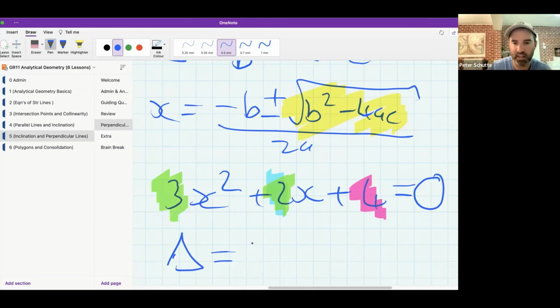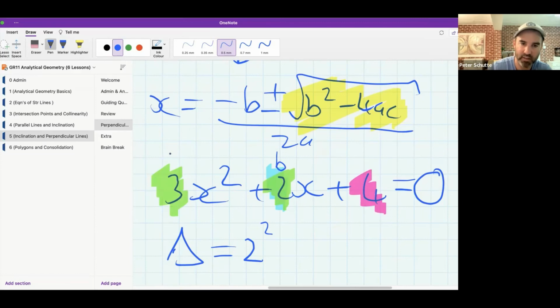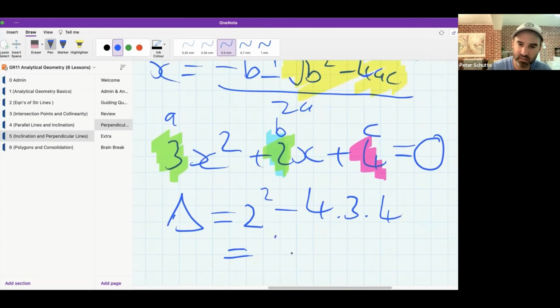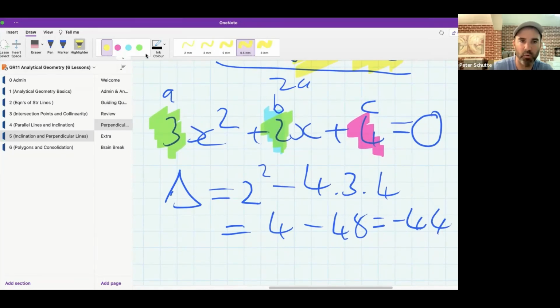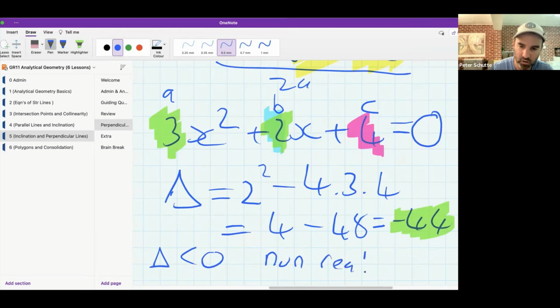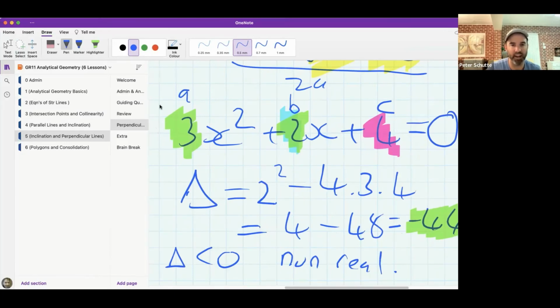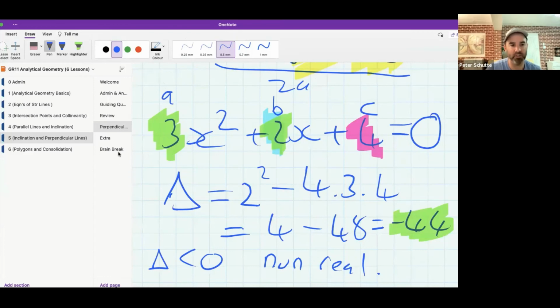In this case, delta would be 2 squared because it's B, that's A, that's C, minus 4 times 3 times 4. And so in this case, delta would be 4 times 3 is 12 times, so minus 48. So we would say in this case that delta is negative 44. Now what that means in the nature of the root section, depending on what your delta value is, you can classify the roots of the equation. When delta is less than 0, we say the roots are non-real. But for today, I want you to practice finding this thing called delta, and you must be able to get that done.